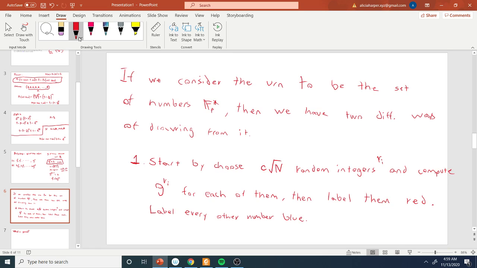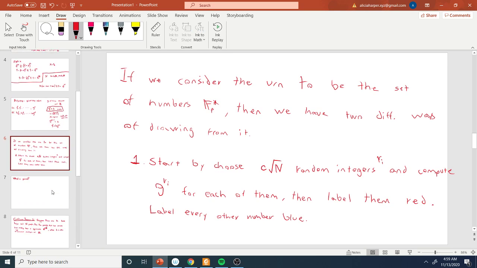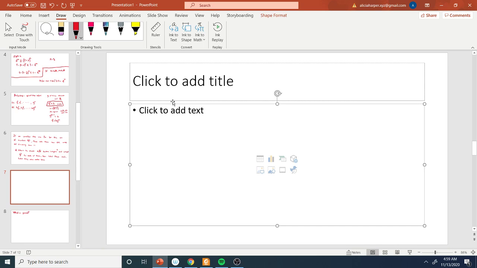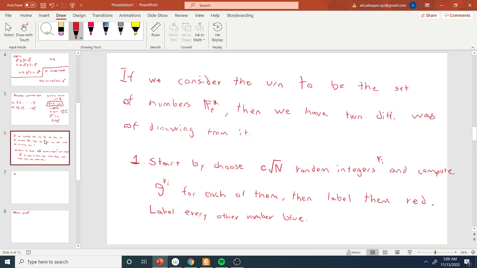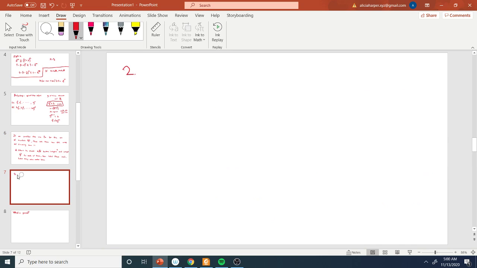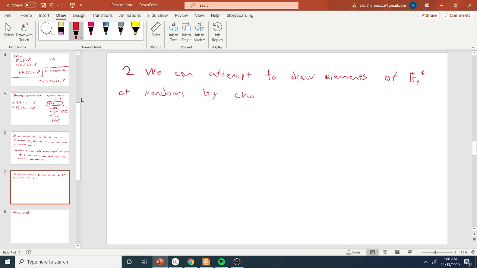Now, we have another way to randomly choose integers in the urn, which is that we can also, after we've labeled everything in FP star by a color red or blue according to this first procedure, in the second procedure, attempt to draw integers or elements of FP star at random by choosing random integers.